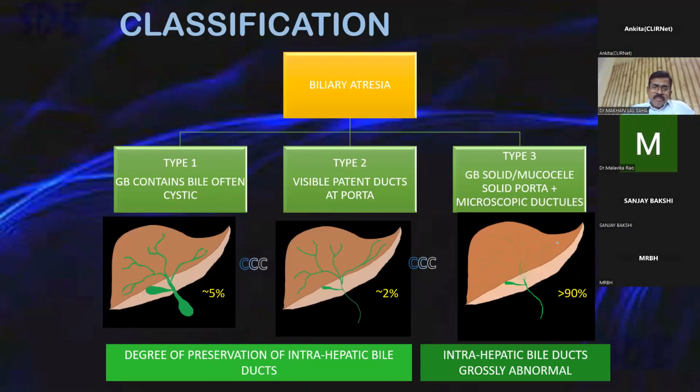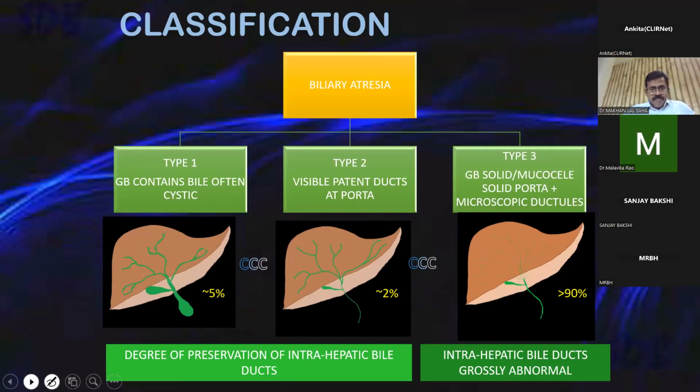And type 3, that is the worst, but unfortunately that's the maximum. You have GB solid, mucosal, solid porta, and microscopic ductules. So which is why don't ever start off by saying it's an extrahepatic biliary atresia. Your answer should be biliary atresia, because you need to find out whether it's dilated. So this is the variant which is more than 90%. You can see this combined is 7% and this is more than 90%. So that is the problem of biliary atresia.